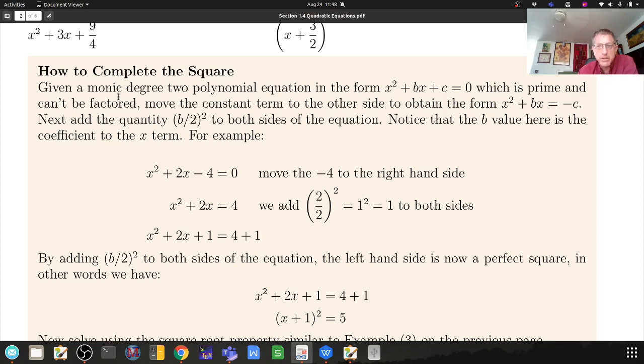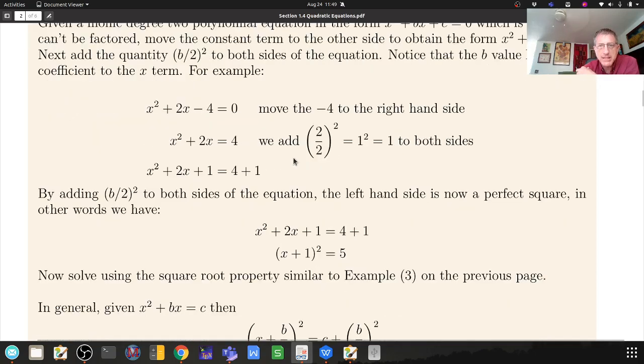So the first thing you want to do is move the constant term. Which term is the constant term? It's the c term. You move it to the other side of the equation, so then you have x squared plus bx is equal to minus c. Now we can't break the equality. So we look at our b term, which is the coefficient of the degree 1 term, the x term, and we divide it by 2, and then we square it. And we add that to both sides of the equation.